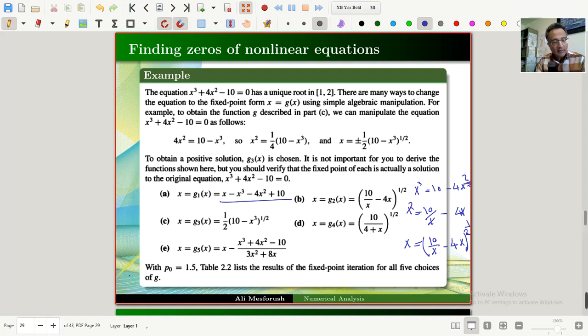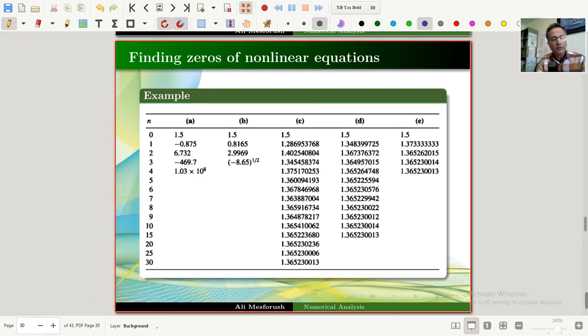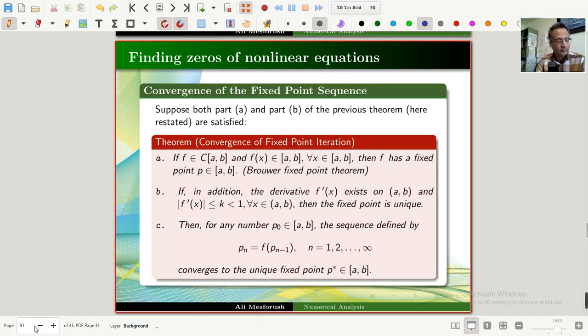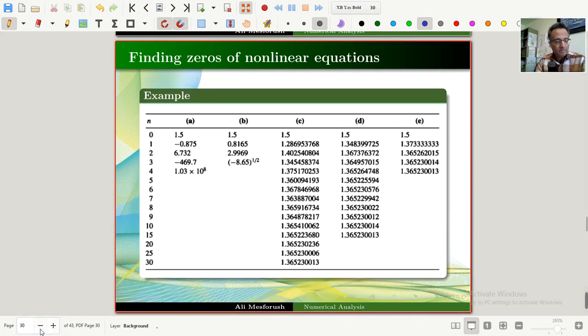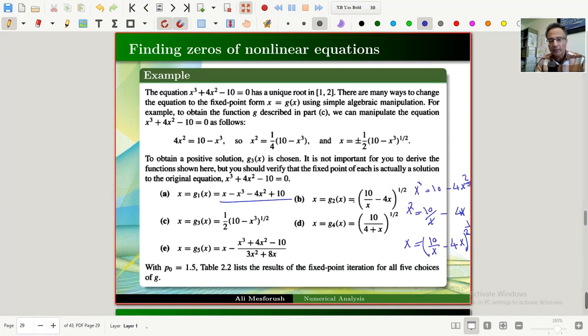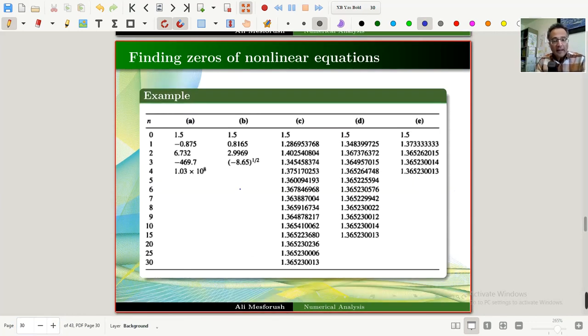This is A. If we use the process of the fixed point, we can see that after 4 iterations, it goes in fact to infinity, and there is no convergence. Okay? And for example, for B, here, for this one, also, after 3 iterations, we get to the square root of a negative number, and this is impossible also.